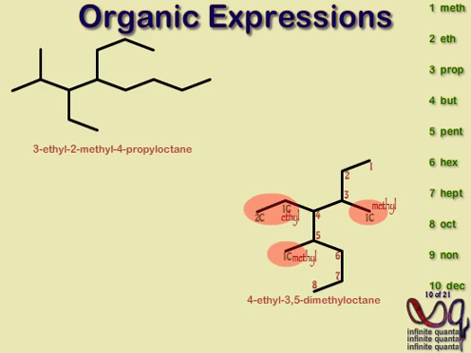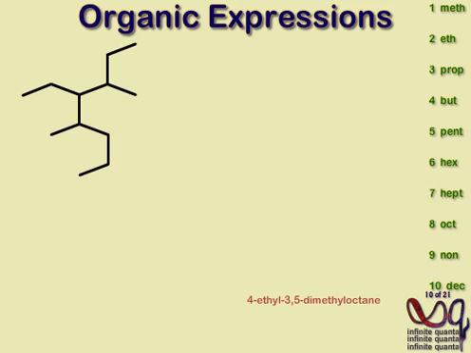Now, if I had the name, it's usually easier. Start with the root, octane, draw out 8 carbons, 1 through 8. And then on 4, put an ethyl. And on 3, a methyl. And on 5. So they're the same structure.